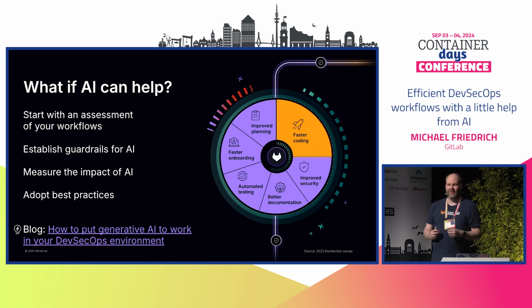Start with an assessment of your workflows, establish guardrails for AI, bring that into workflows, and measure the impact, because just having AI, because everyone has it, probably doesn't prove the impact and the return on investment. And then adopt best practices.